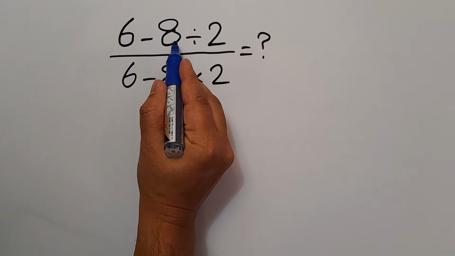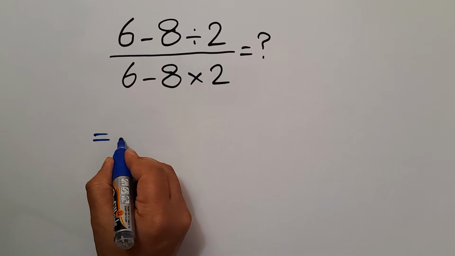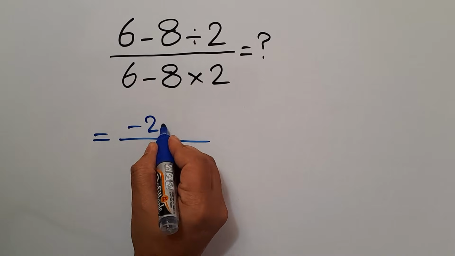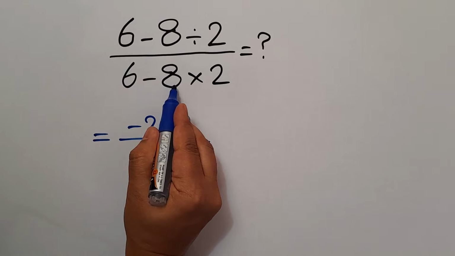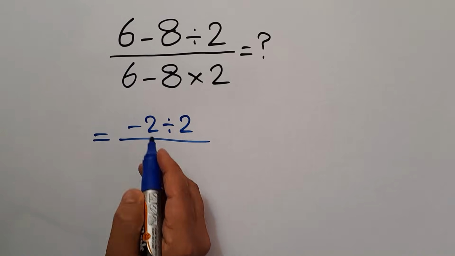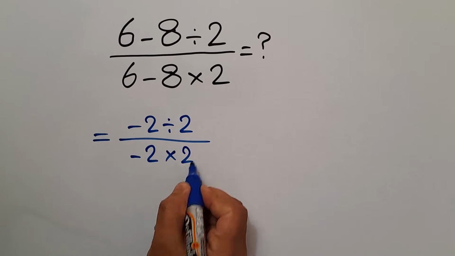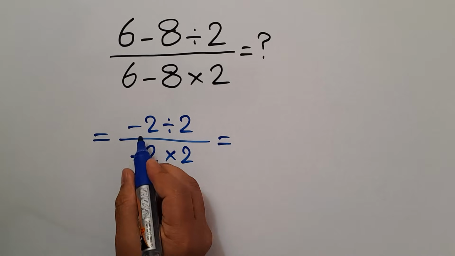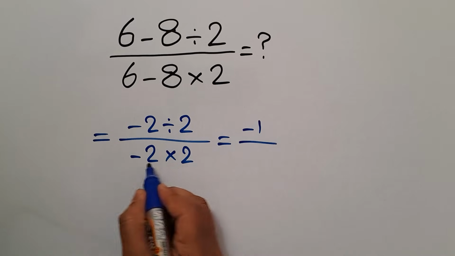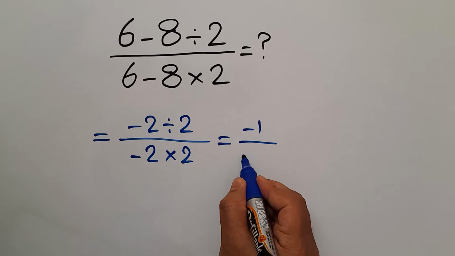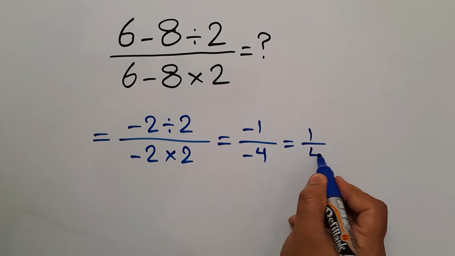6 minus 8 gives us negative 2. So our fraction equals negative 2 divided by 2, then over 6 minus 8. We have here 6 minus 8 again, which is negative 2, then times 2. And this is equal to negative 2 divided by 2 equals negative 1, and negative 2 times 2 gives us negative 4. And this is equal to 1 over 4.